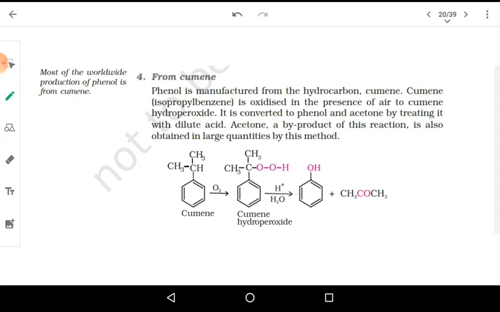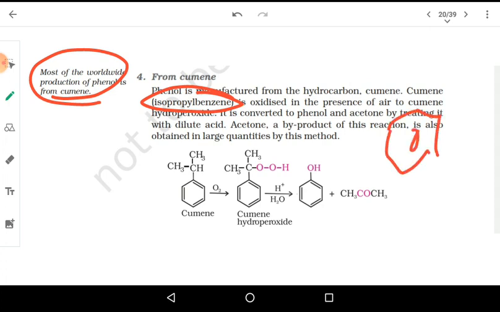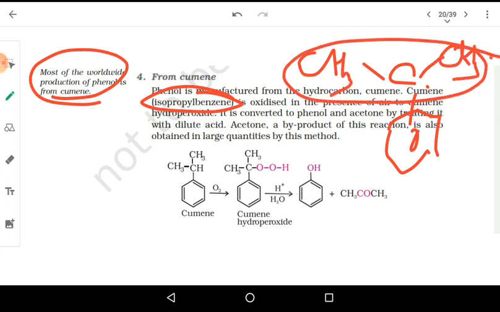Let us now talk about the last method, which is the most famous or the most worldwide method of preparation of phenol, that is from cumene. Now what is cumene? Cumene is basically isopropyl benzene. Isopropyl benzene is known as cumene. That means we have a benzene ring, and onto the benzene ring we have a carbon. Onto this carbon we have 2 methyl groups. So this is known as isopropyl group. Isopropyl group attached to the benzene. This is why isopropyl benzene, or its common name is cumene.